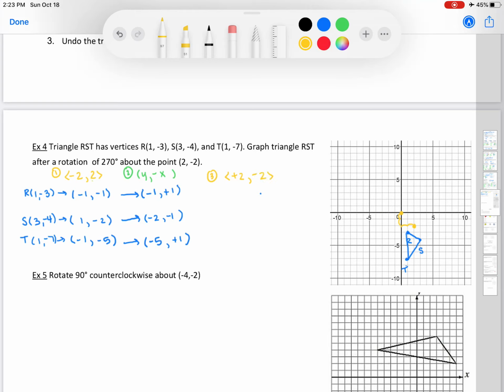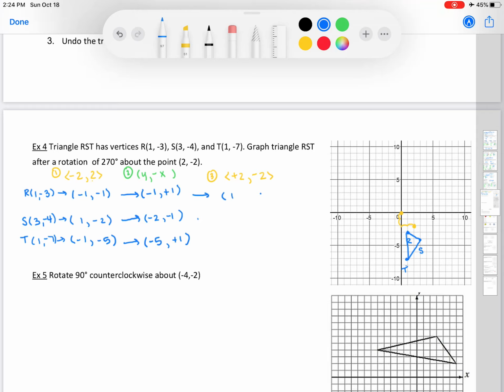Since I moved all of my y's up 2, I now need to move them all down 2 so that they're back in their original positions. And this is what's going to give us our final points. So I'm using the coordinates that I used from the rule. So my r, after I moved it and rotated it, now I'm moving it back.